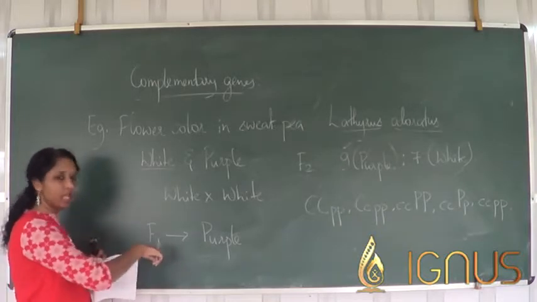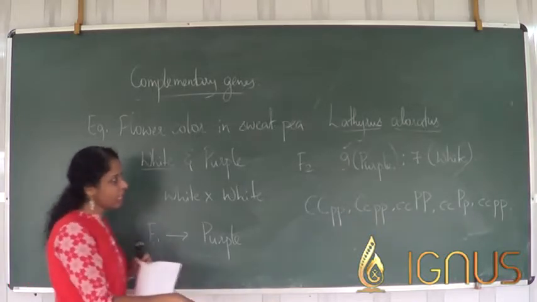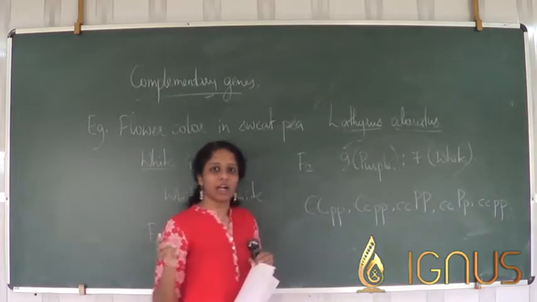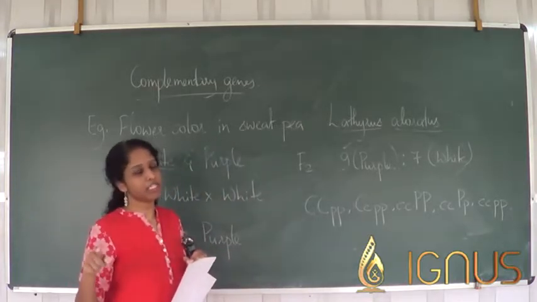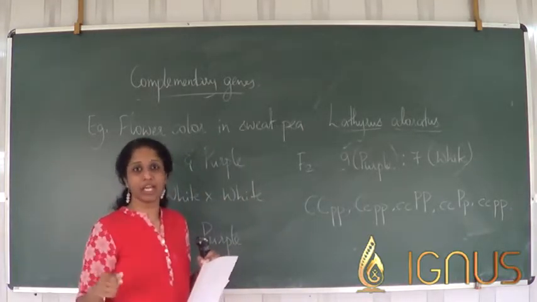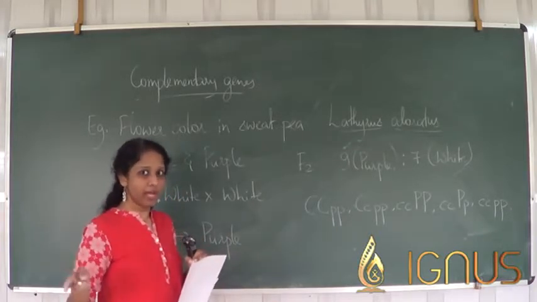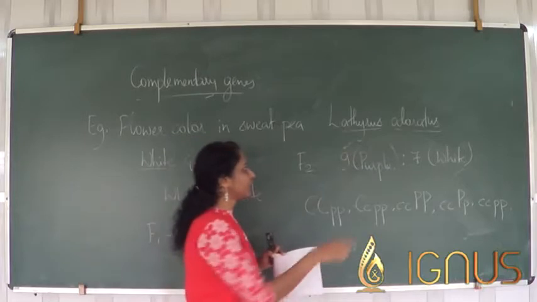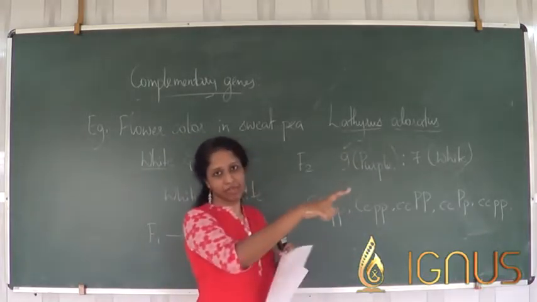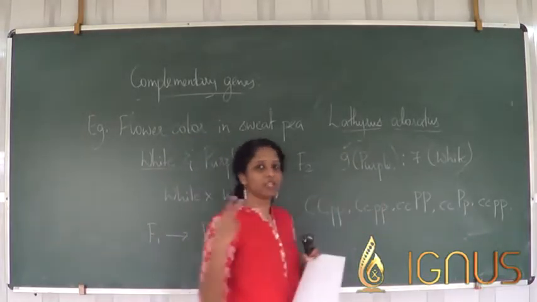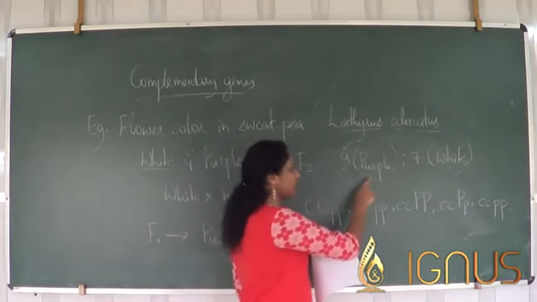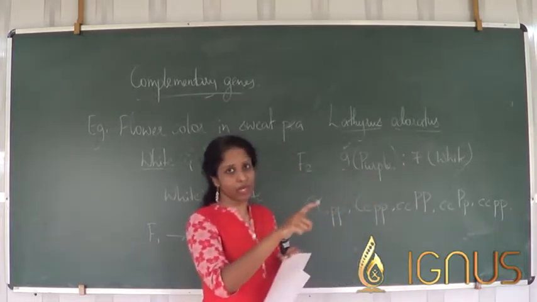Now if you self-cross the F1 generation, in the F2 generation, unlike the 16-box Punnett square which you would find in a dihybrid cross where you have 9:3:3:1, you have a different ratio here. You would have a 9:7 ratio, because you're getting only two phenotypes. You're either getting purple or you're getting white.